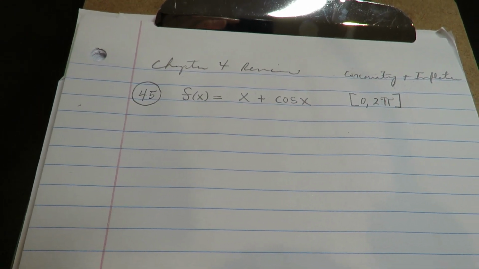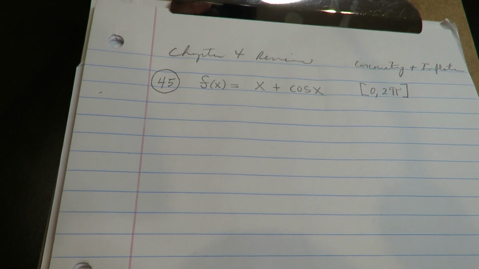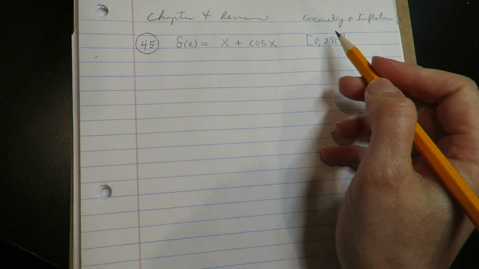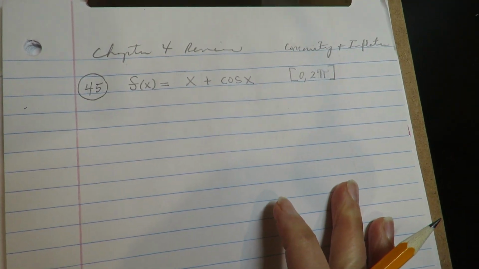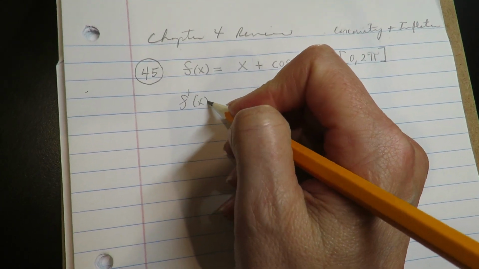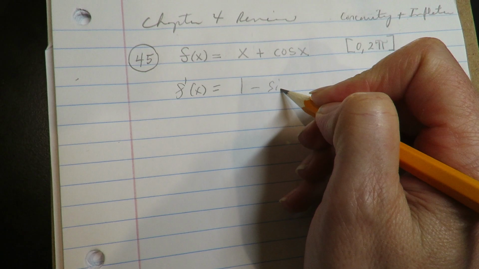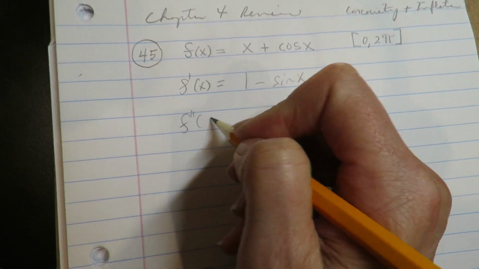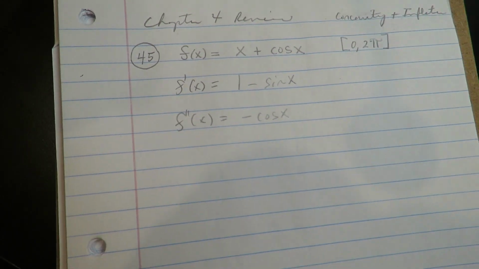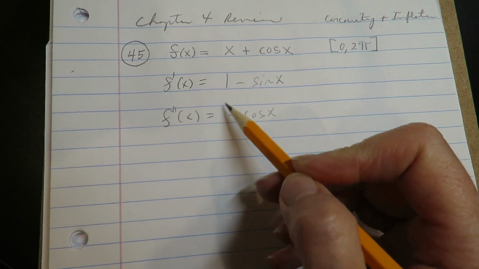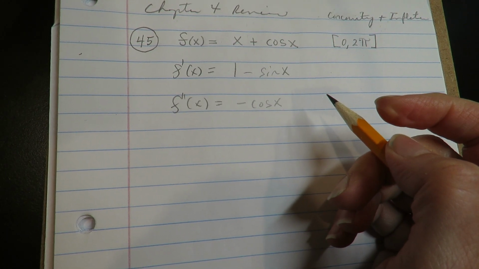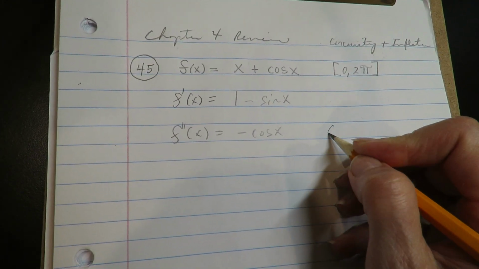Okay, gang, chapter 4 review number 45. They're asking for concavity and inflection. So concavity and inflection are second derivative characteristics, so I have to find the second derivative. Okay, so I have to figure out where the critical points are on the second derivative.